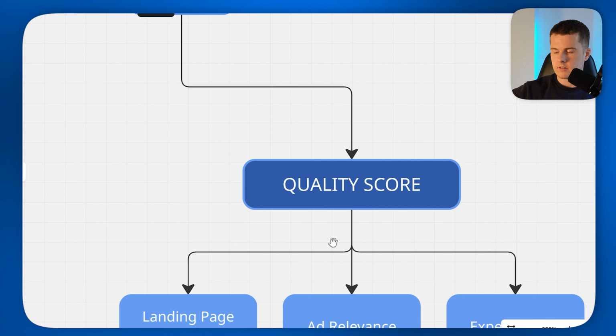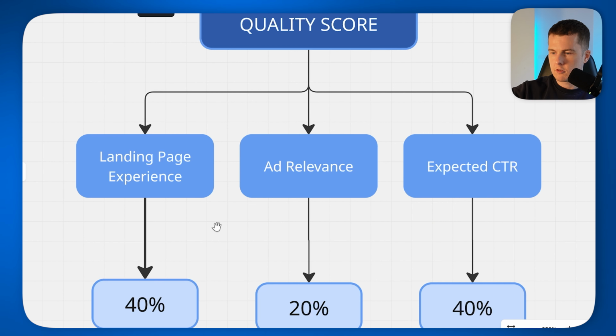Quality score is essentially a grading system given to each of your keywords by Google to let you know how your ad quality is deemed across certain different metrics. So we'll get into each of them right now. The 3 metrics that underpin quality score are your landing page experience, your ad relevance, and your expected click-through rate.